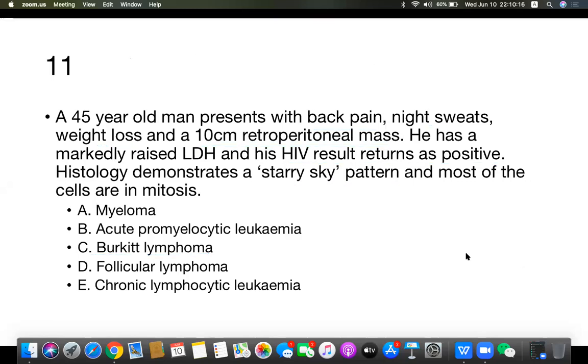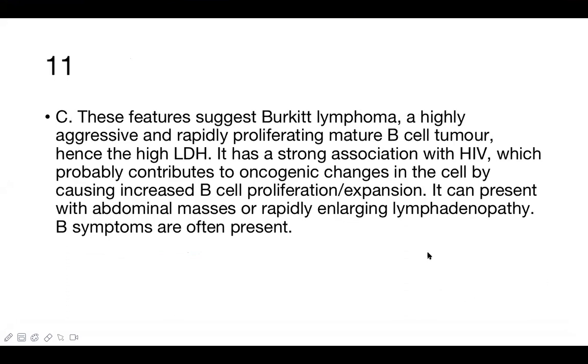Let's go through what they have given here. These features suggest Burkitt lymphoma, a highly aggressive and rapidly proliferating mature B-cell tumor, hence the high LDH. This is lactate dehydrogenase, an intracellular enzyme. If a tumor is highly proliferating, it will leak outside and rise in the blood. It has a strong association with HIV. It can present with abdominal mass, a rapidly enlarging lymphadenopathy, and B symptoms are often present.